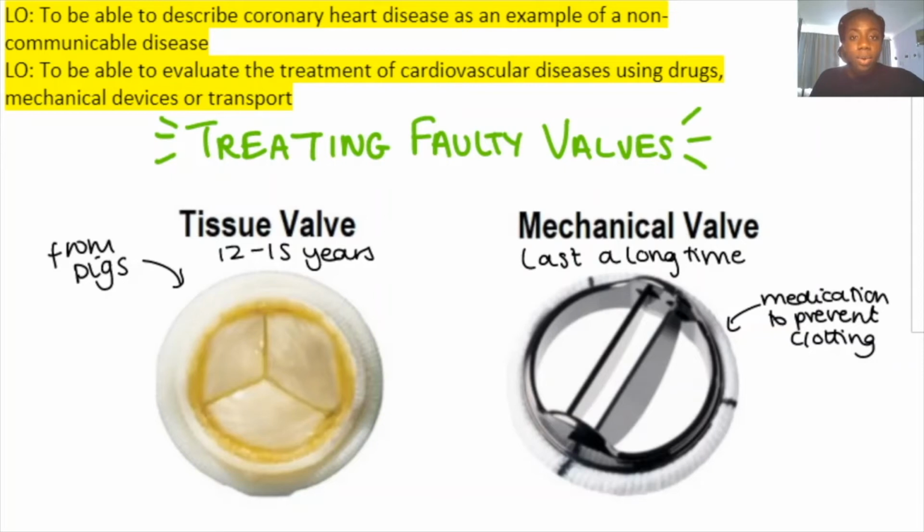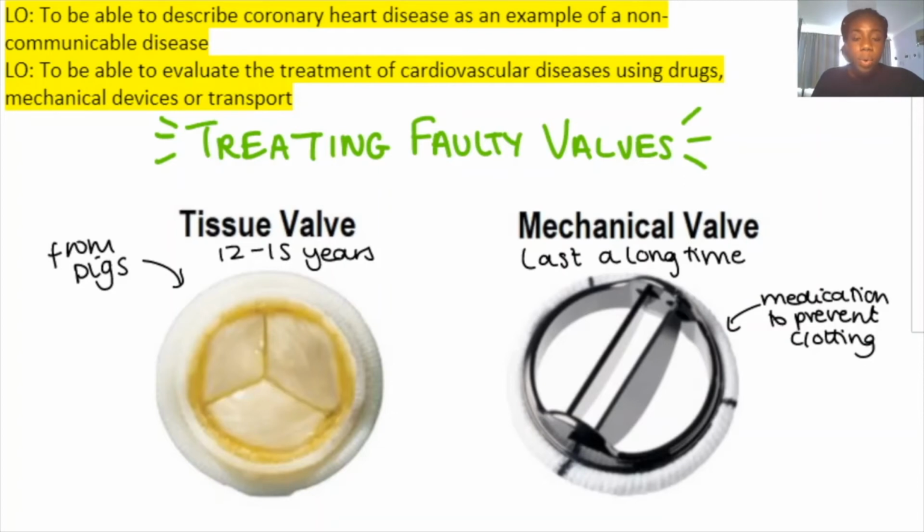However, these can also become faulty, and this is when they become so stiff that they cannot open or they leak, and so they don't prevent the backflow of blood, which is really essential in the heart so it can work as efficiently as possible. So there are two solutions when we want to replace a heart valve, either a tissue or biological valve or a mechanical valve. And each one of these has different advantages and disadvantages.